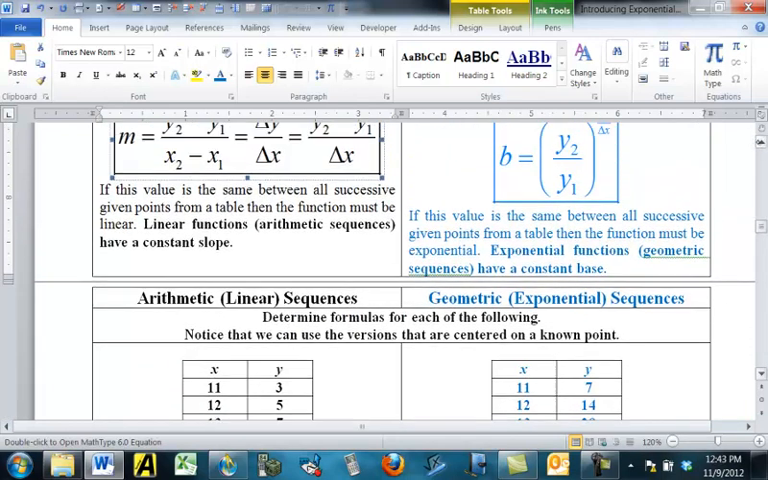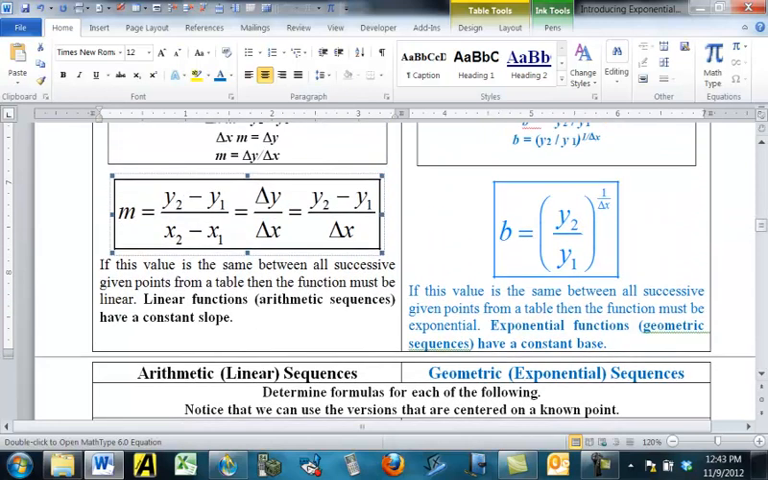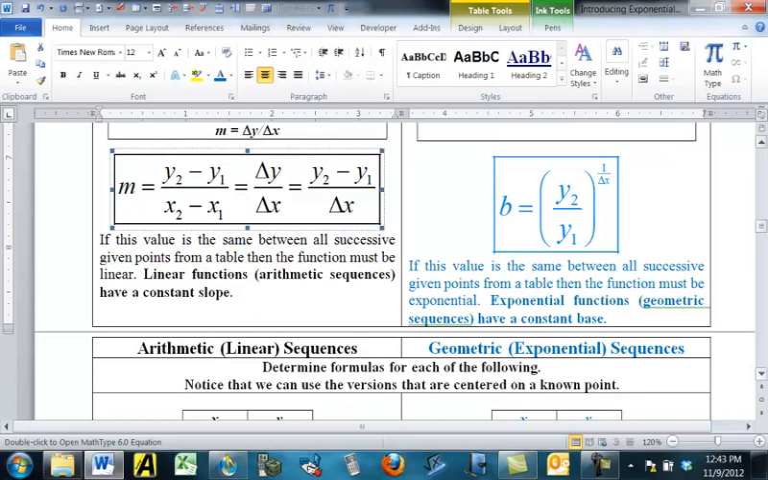Now, just like on the left, if you find this slope, it's actually defined between any 2 points. It doesn't have to be a linear function to define the slope. You can define it between any 2 points. But it's the linear functions or arithmetic sequences that have a constant slope. So if you do this between successive points and it's the same every time, then in fact you get a linear function. On the other hand, on the right, you can do this base. It's defined between any 2 points, just like the slope is defined between any 2 points. But if it's the same every time, that's exactly the ones that are exponential. And so this gives us a way to see if they are exponential or geometric.